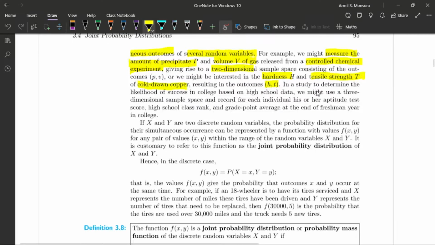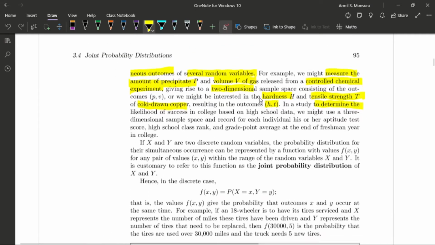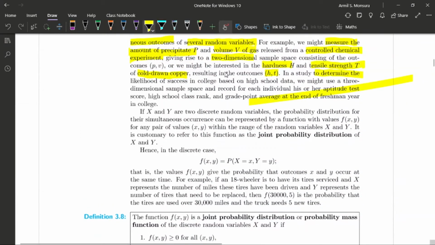Okay. In another example, to determine the likelihood of success in college based on high school data. Okay. We may look at it using three variables. Those three variables may include the aptitude test score, the high school class rank, and the grade point average at the end of the freshman year in college.